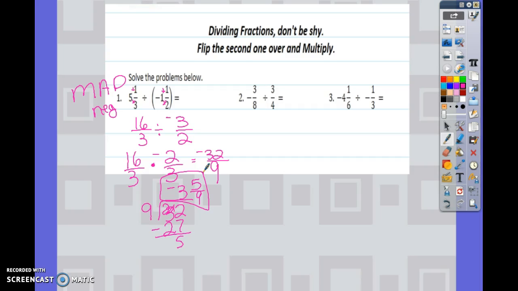Remember, if you ever need to pause the video, slow down to watch the steps, feel free to do so. I'm going to erase that and move on to the next one.